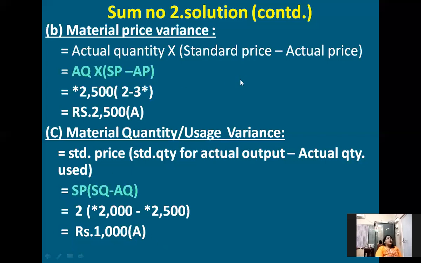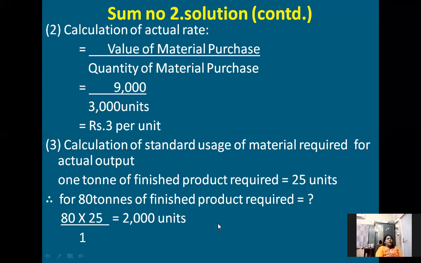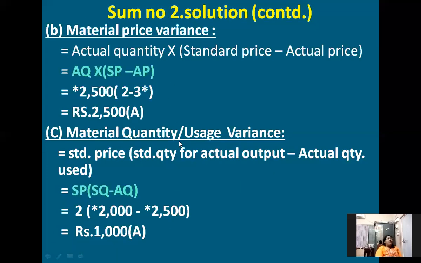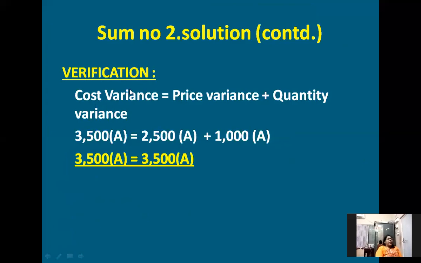I think you understood the material price variance and material quantity variance. We finished calculating the material cost variance. So have a cross verification. I made it here in the next slide. That is, cost variance is equal to price variance plus quantity variance. Always, I insisted to have this verification whether your answers are correct. Cost variance is the summation of price and quantity.